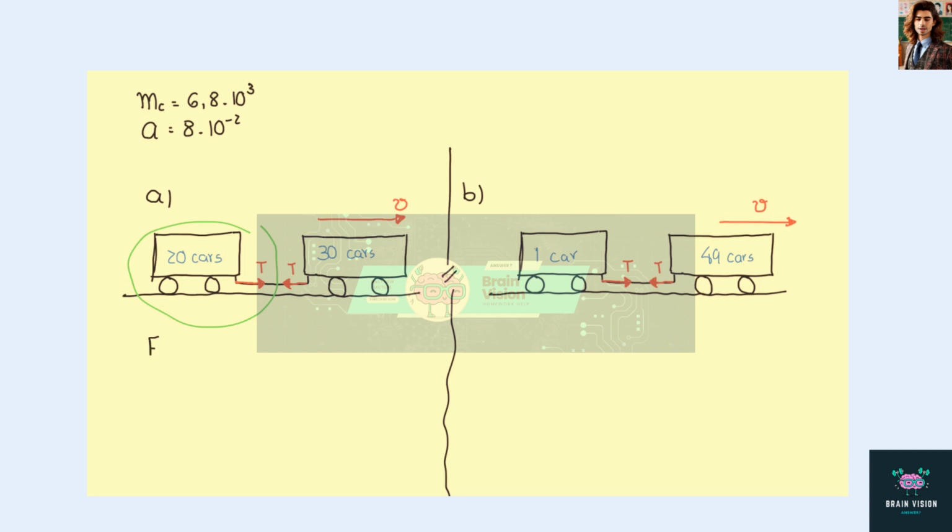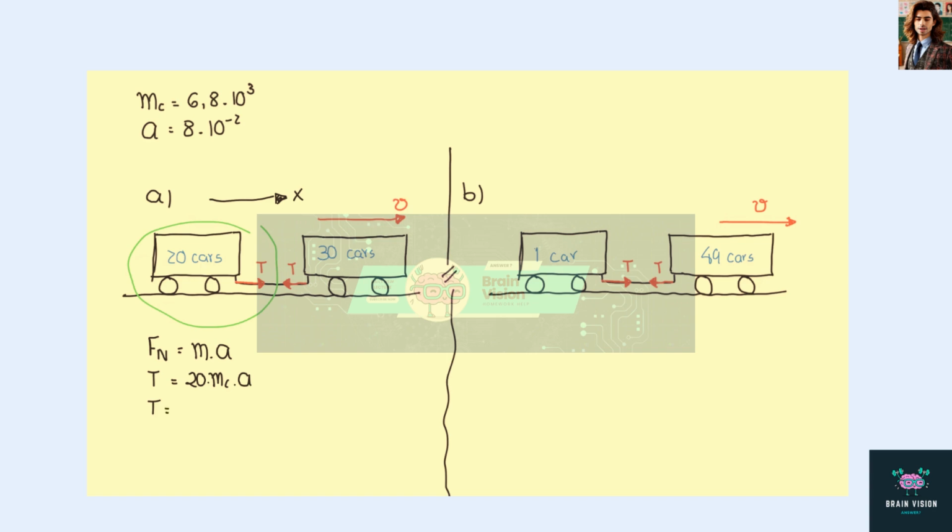The net force, I'm applying Newton's second law in this direction, which I'm calling the x direction. So the net force in that direction is equal to the mass times the acceleration of the object. There is only one force acting on that object to the right, and that only force is this tension. So the tension force is equal to the mass of that set of 20 cars, so 20 times the mass of each car, times the acceleration of that set of cars.